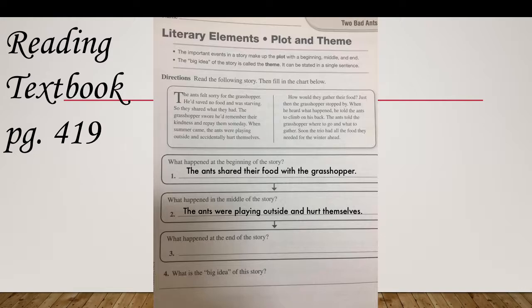Of course, the grasshopper helped the ants and they gathered the food together. Or, like this, the grasshopper carried the ants on his back and helped them to gather the food. You can write your own sentences if you want to. To retell the whole story from the beginning to the end, you just think of the most important events and write them down.